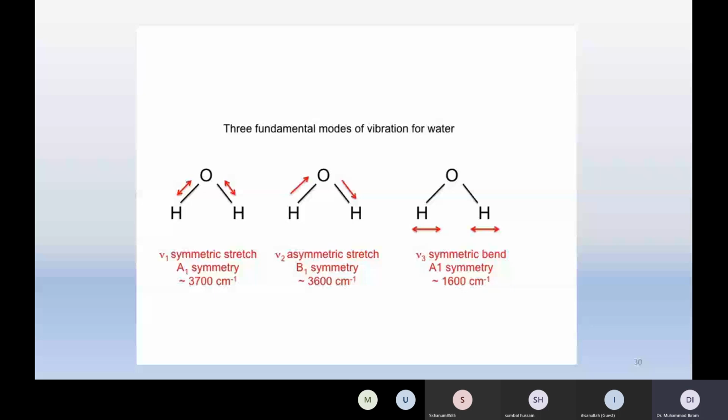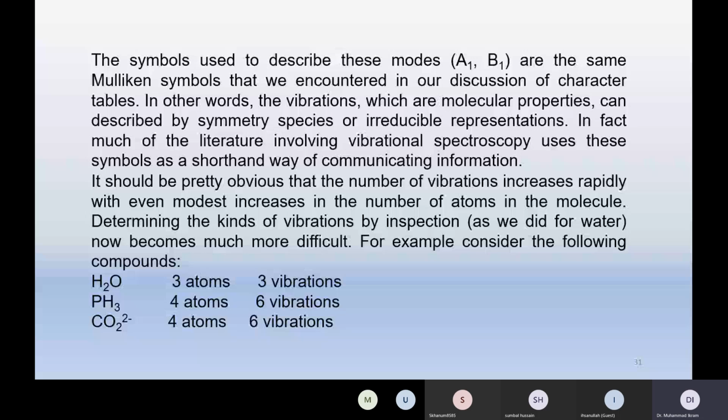The symbols used to describe these modes, A1, B1, are the same molecular symbols that we encountered in our discussion of character tables. For these we will use the same character table symbols that we used earlier for bonding. So we will use the same symbols A1, B1, A2, B2 and E like these ones.